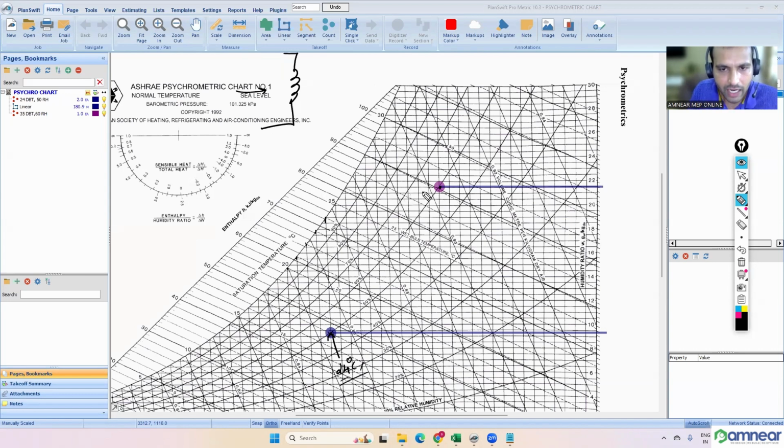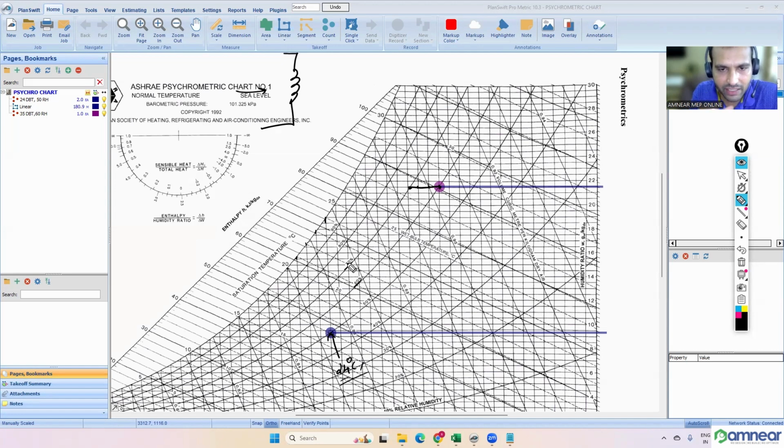For example, when you are cooling the air from 35, 34, 33, 32 degrees Celsius, nearly, the relative humidity will be increasing from 60% to 70%. When you are cooling, the relative humidity will increase.